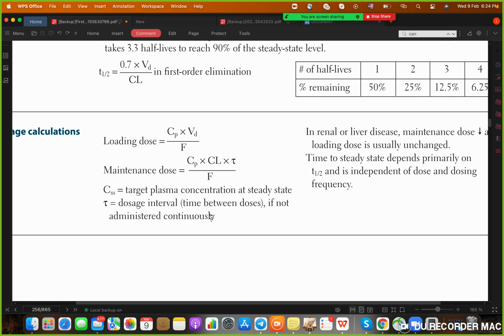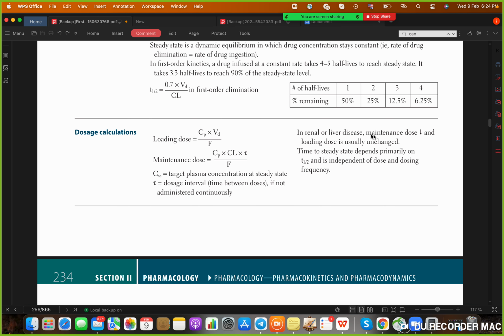Is it important to know the formulas? The answer is sadly yes. You must even calculate them during the test. They will give you everything, and you have to calculate the loading dose and the maintenance dose. You also have to know what things can affect them. For example, if you have renal or liver disease, the maintenance dose will decrease, and the loading dose is usually unchanged. Let's try to understand what they say.